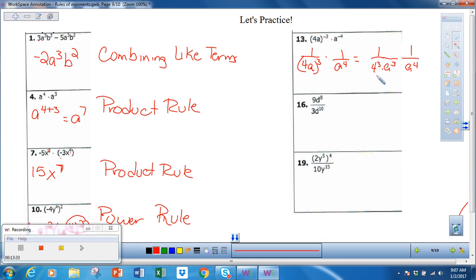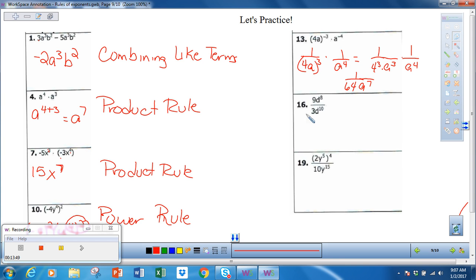So 1 over 4 cubed, you can do this on your calculator. That's 4 times 4 times 4, which is 64. So it's going to be 1 over 64. And then I'm going to add these exponents and get a to the 7th. Okay?